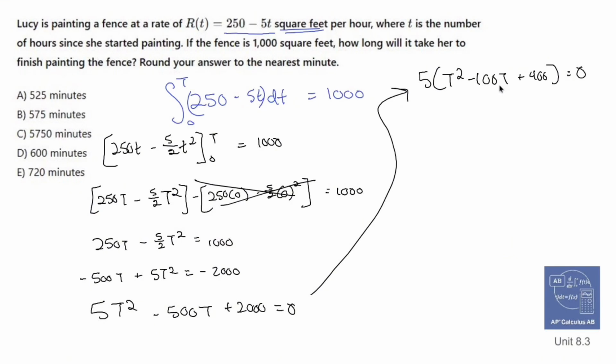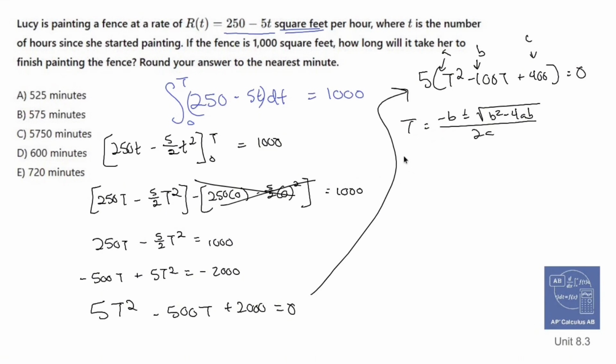Ugh. All right, I don't know if that's factorable. I don't think it is, so I'm going to have to use the quadratic formula. t equals negative b plus or minus the square root of b squared minus 4 times a times c, all over 2a. 1 is my a, negative 100 is my b, and 400 is my c.